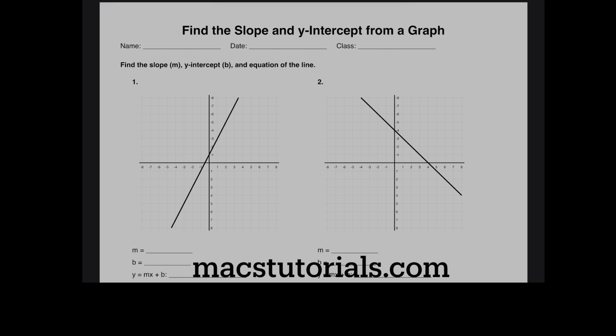Hello everybody, Mac here, and we're going to go over graphing using the y equals mx plus b formula. Okay, we call that the y-intercept.